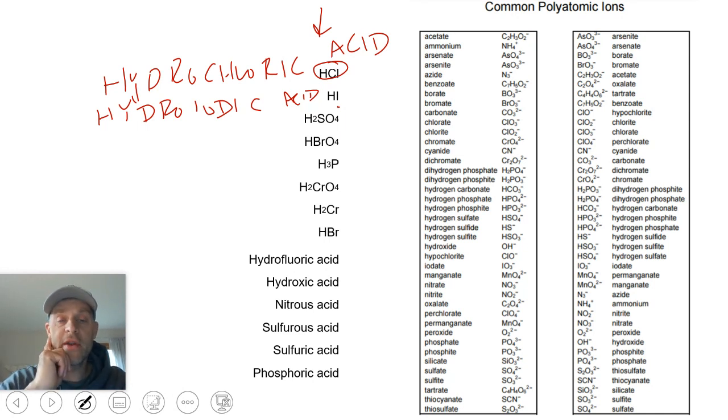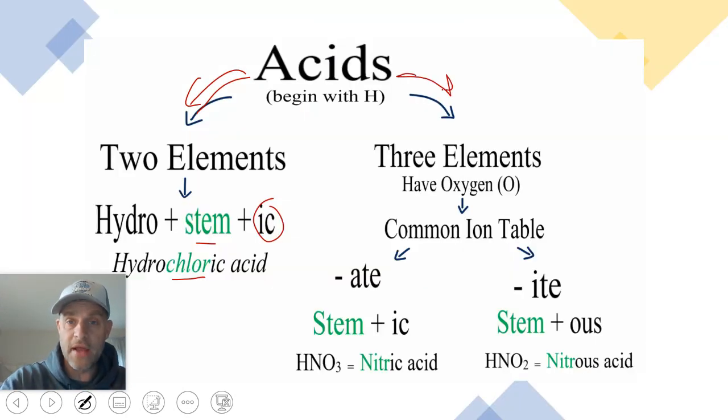H2SO4. So right away I go, how many is it? H, S, and O. Now I have 2 H's and I have 4 O's, but it's still just 3 different elements. So what happens? Now I got to go this way. Okay, I have oxygen in there. I got to find my ionic table, my polyatomic ion list.